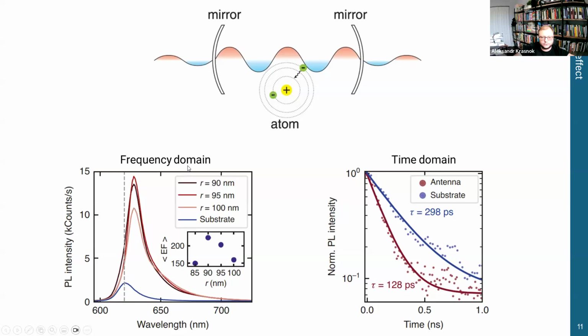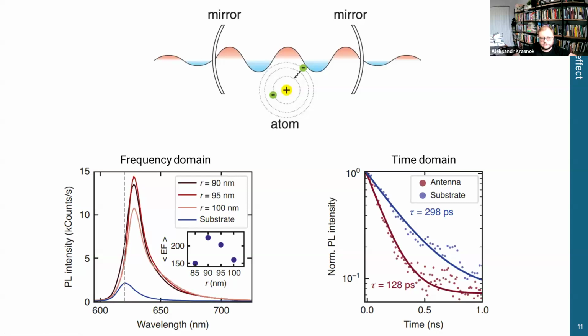And this is what happens in the frequency domain. Again, if you take the light and use a spectrometer to decompose it into wavelengths, a spectrum, this is what we get. This weak line corresponds to the free space, no resonator, and this strongly enhanced signal corresponds to the resonator case.